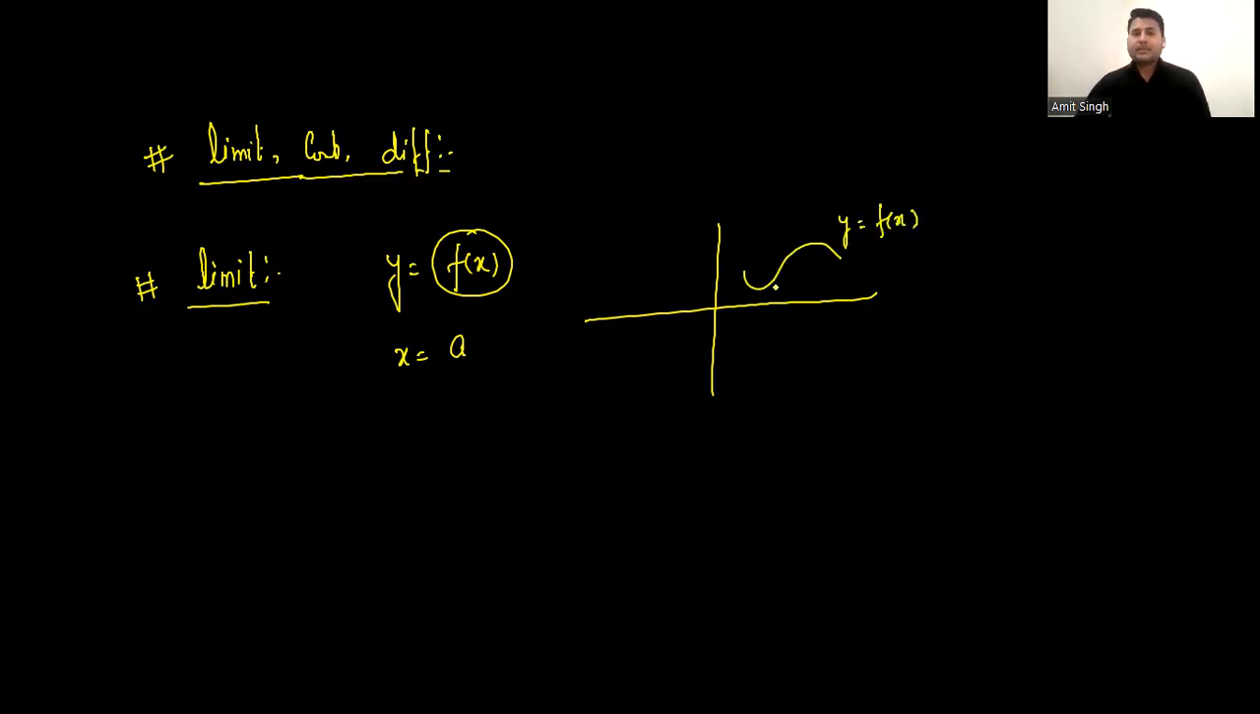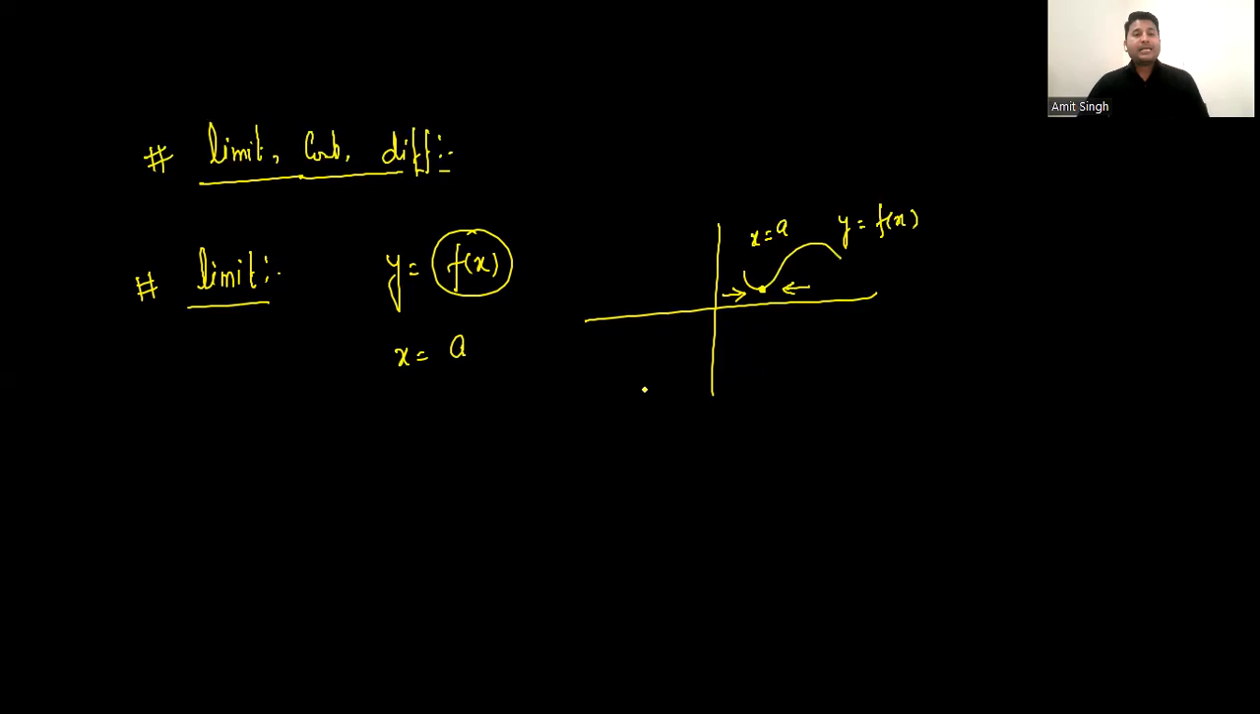Okay, and suppose that this is some point x equals a. Now, what do we mean by the limit of this function at the point x equals a? It means that when we approach the point a from the left side, that is also known as the left hand limit, and from the right side, also known as the right hand limit.